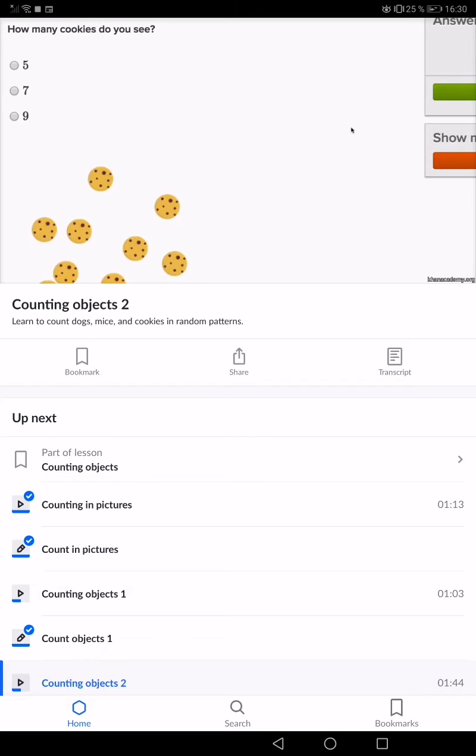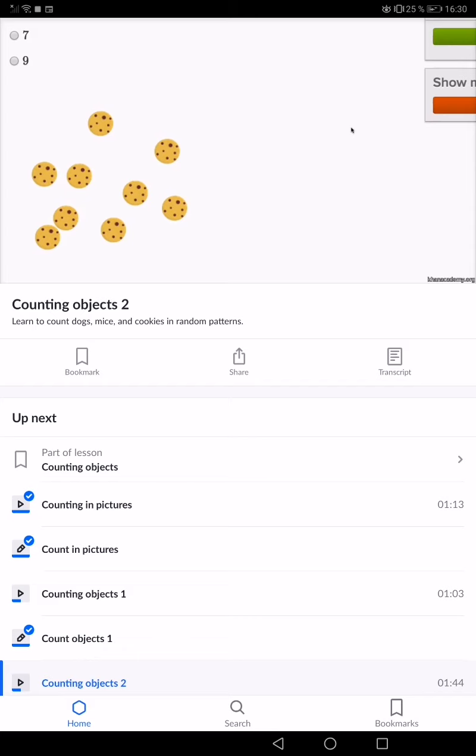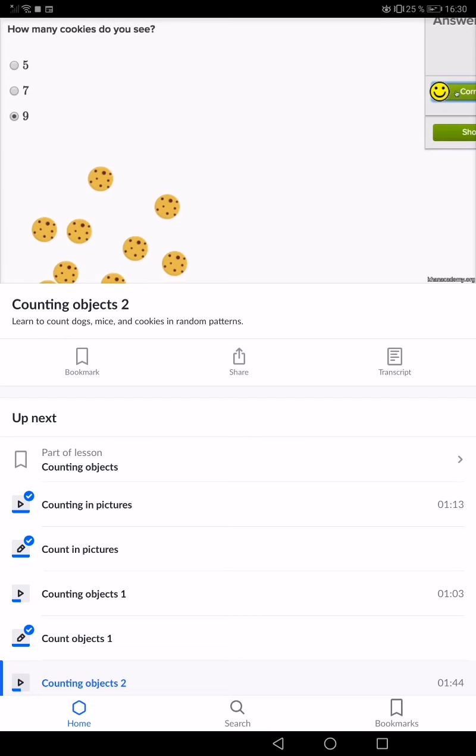Let's do another one. This is too much fun. How many cookies do you see? All right, they're all jumbled up here. We just have to be careful not to count the cookie twice. So let's see. 1, 2, 3, 4, 5, 6, 7, 8, 9. There are 9 cookies. I see 9 cookies.